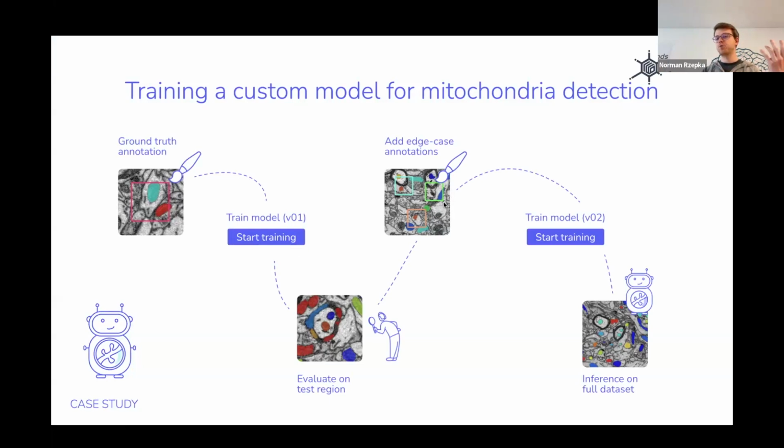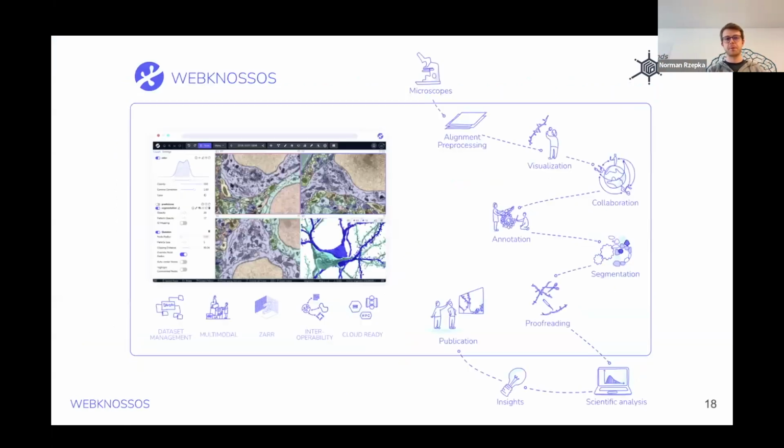And now basically they have way more training data that they can then use to train a second version of the model. And after 2 or 3 cycles, then they will have a model which will perform probably pretty good on your data set, and then you can roll it out into your large volume if you want to. So this is now a new feature that's present in Webknossos.